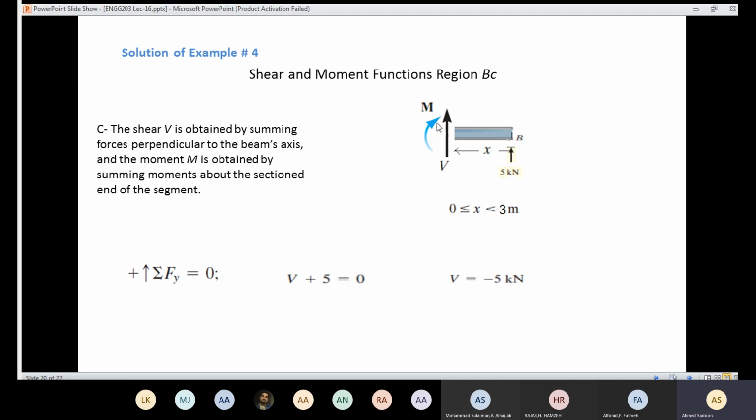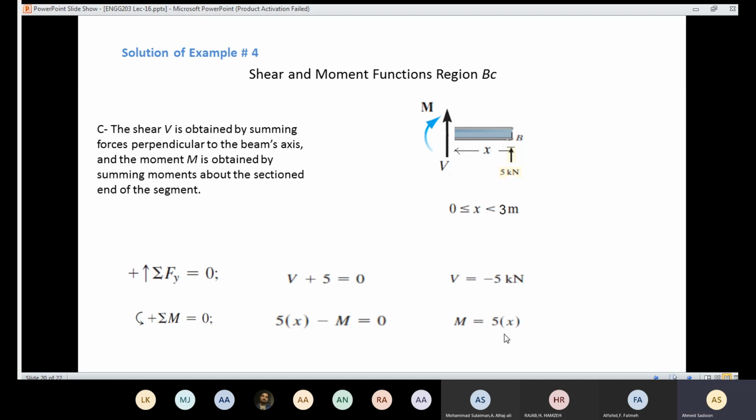In order to find the expression for the moment, I'm going to take the moment at the end of the section, which is here. And do not forget about the sign convention. The value of the moment M is going to be negative, and the 5 kilonewton, since here is the point of rotation, is going to be positive. I'm going to multiply it by x. I'm going to solve for M. M came out to be 5x. Again, the value of the moment here depends on the distance x, not like the shear.